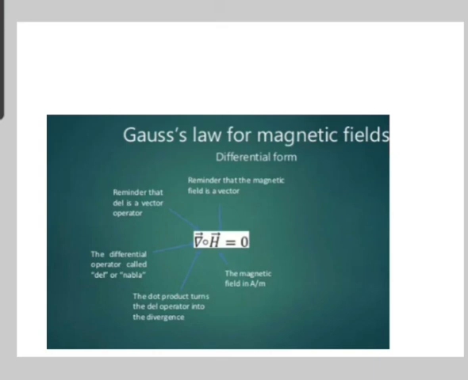So in the next lecture we will see the applications of this magnetostatics and the energy density point. Thank you.